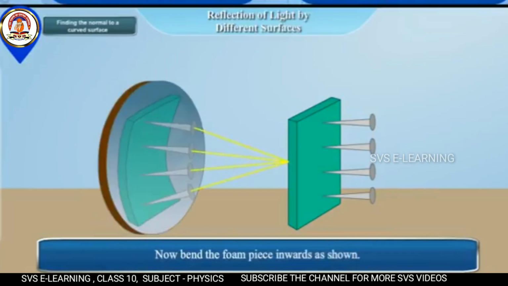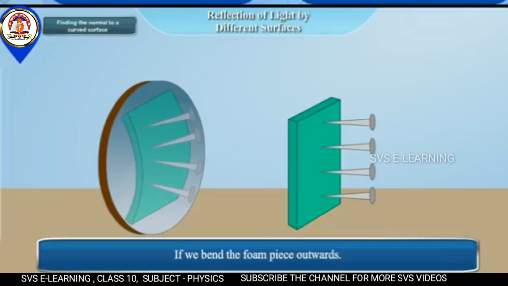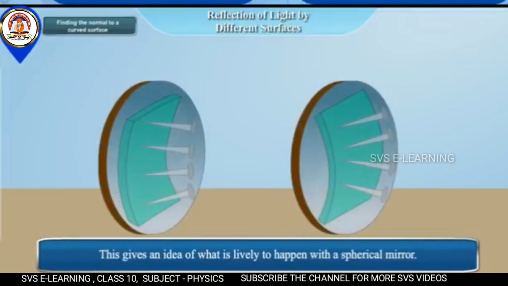Now bend the foam piece inwards as shown. What happens to the pins? They still represent the normal at various points, but you will notice that all the pins tend to converge at a point. If we bend the foam piece outwards, we will see that the pins seem to move away from each other, or in other words, they diverge as shown.